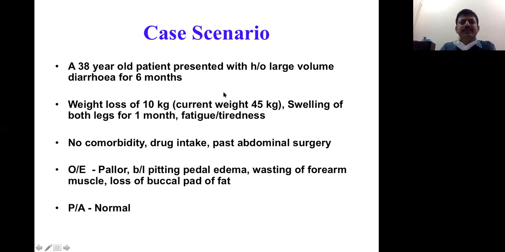So this is essentially a patient who has chronic diarrhea because the diarrhea is for more than 6 months. It's large volume, so probably it's a small bowel diarrhea. And along with diarrhea, the patient also has significant weight loss. There are features of nutritional anemia. There is low albumin. Patient has pedal edema. There's loss of muscle mass, and also there's loss of fat. So this is the classical presentation of a patient who has malabsorption syndrome.